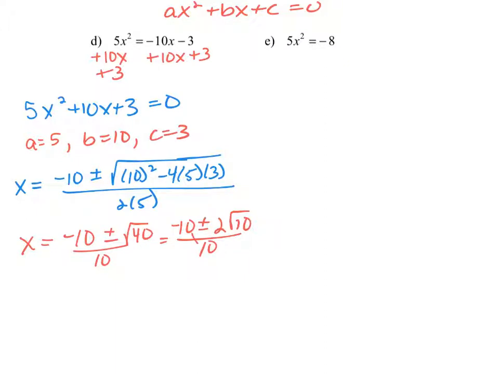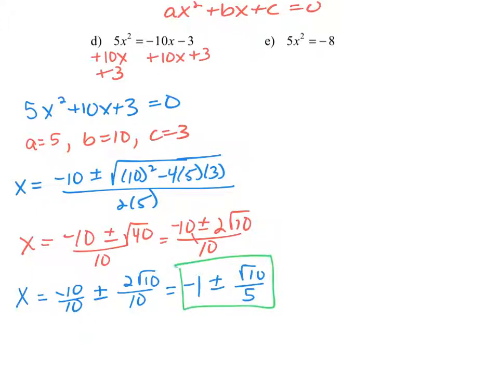Now we can break this up into two fractions where we have x equals negative 10 over 10 plus or minus 2 square root of 10 over 10. So we can write this as x equals negative 1 plus or minus the square root of 10 over 5. So again, you would check each one of those solutions, one with the plus, one with the minus, and plug them back into the original equation for x to confirm.